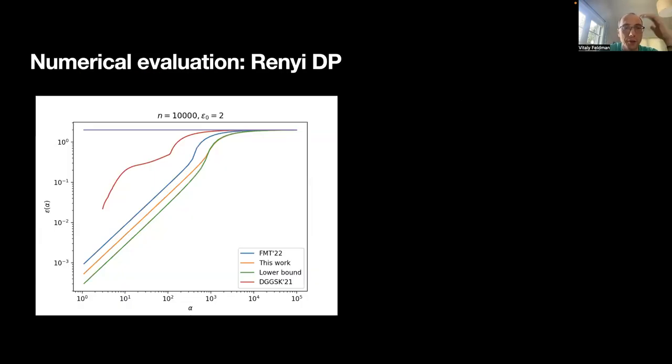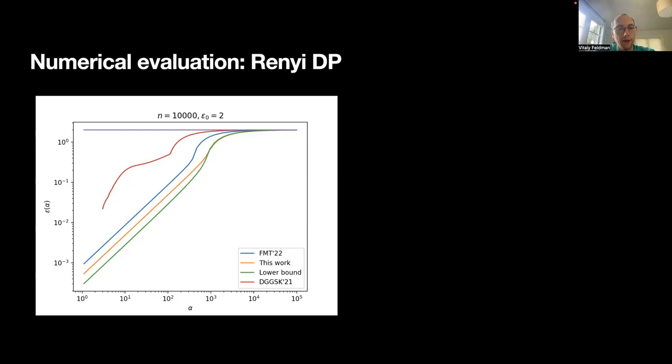Okay, we also have a numerical evaluation for it. Maybe I should mention what we're measuring. We're measuring the Renyi divergence for a specific value of epsilon 0 and a specific n, but we are looking at the value of the Renyi divergence for different orders alpha. The higher alpha is, the higher the moment. Higher moments are useful when you want to argue about low probability events, like effectively very small delta.